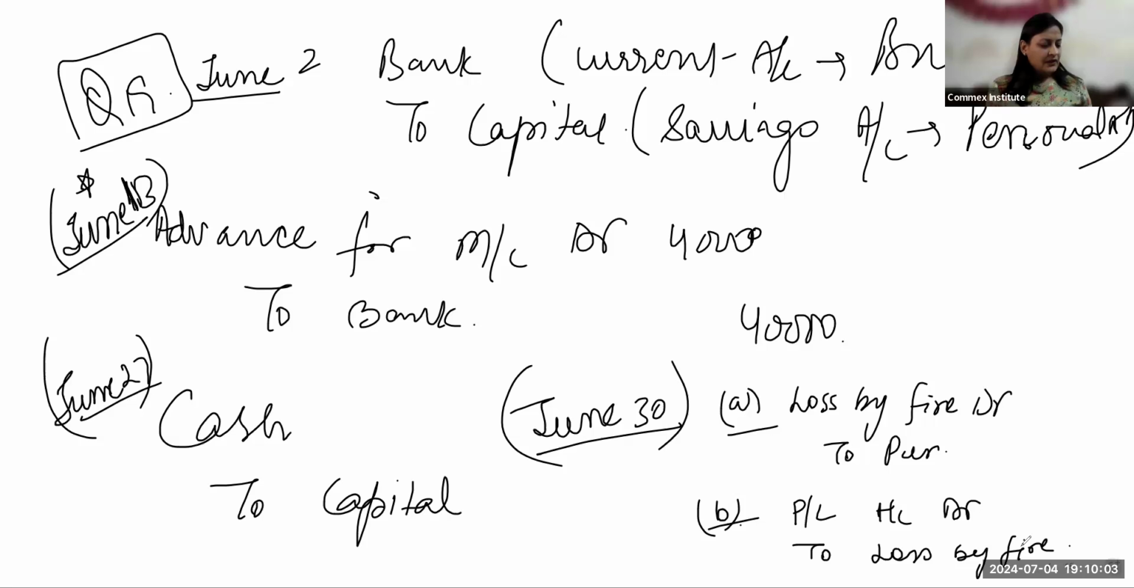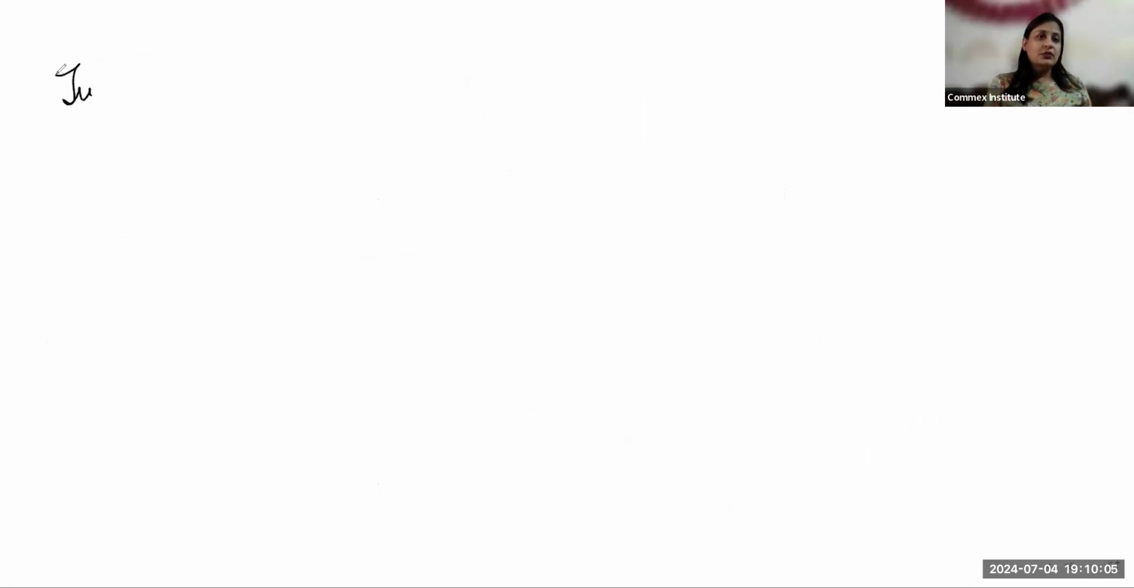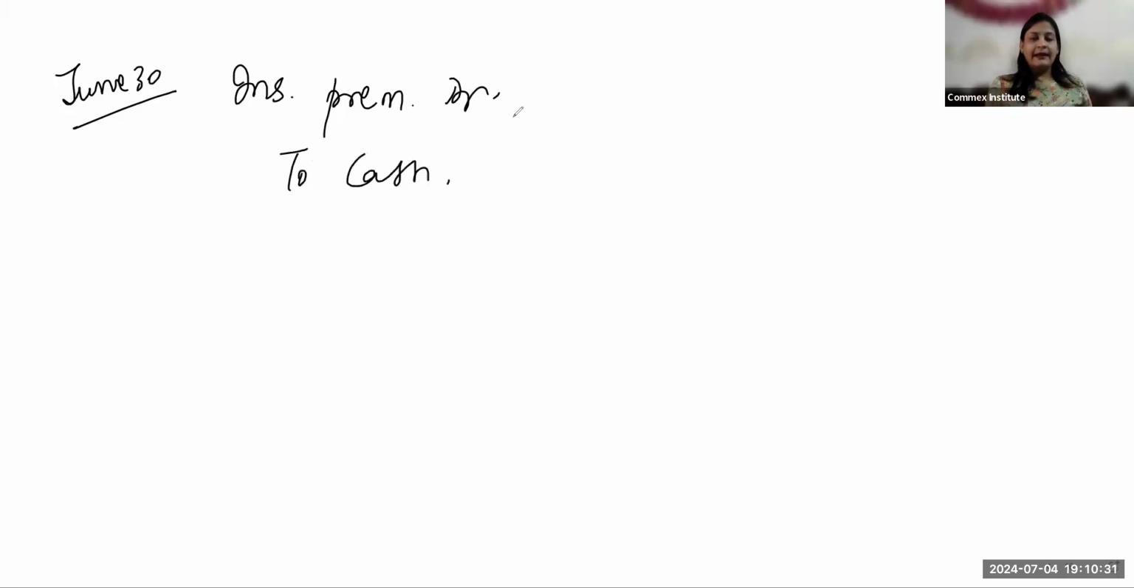Then, June 30th entry, Sukriti. Very good. So it will be insurance premium account debit to cash. Now, had it been insurance premium of the owner, then it would have been drawings. But it is insurance premium of employees, so it will be insurance premium. It is a business expense only, to cash or to bank.